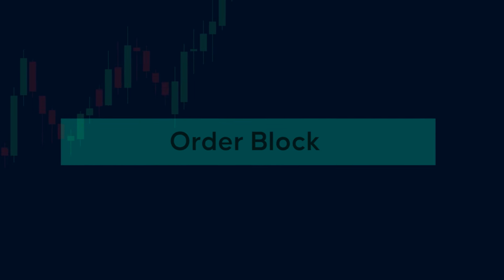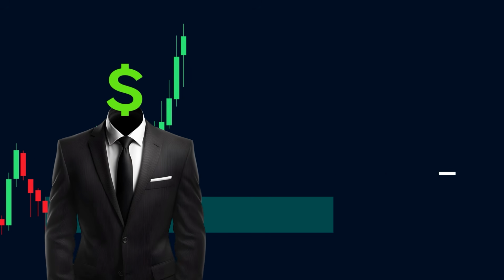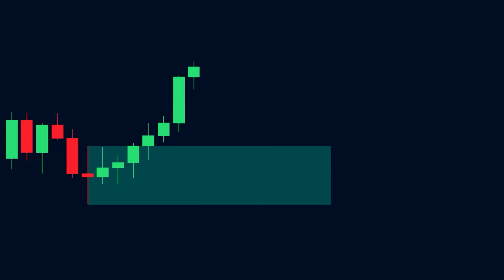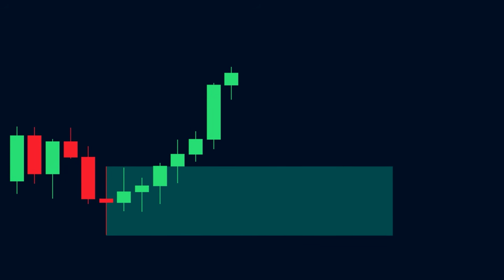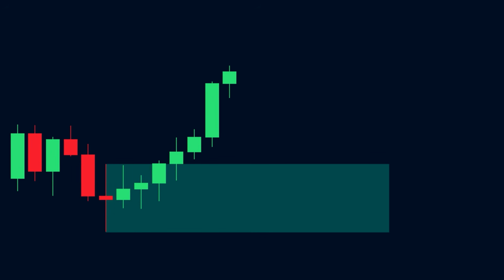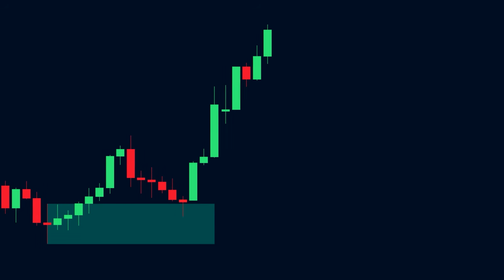But why do these zones matter so much? It's because smart money doesn't use market buy or sell orders like retail traders. They use limit orders in specific ranges, quietly building their positions. That's what creates order blocks. These zones are where institutions accumulate or distribute before driving prices in their intended direction. And when price comes back to retest that zone, you're watching institutional support or resistance in real time.